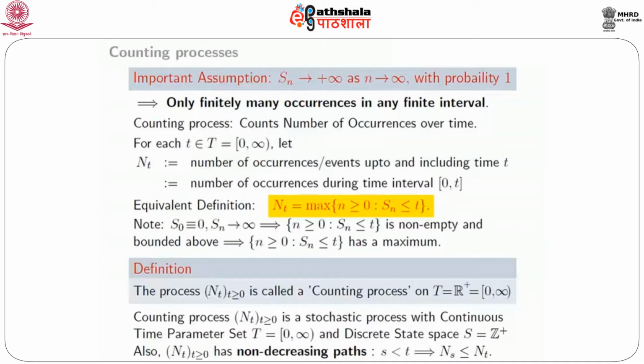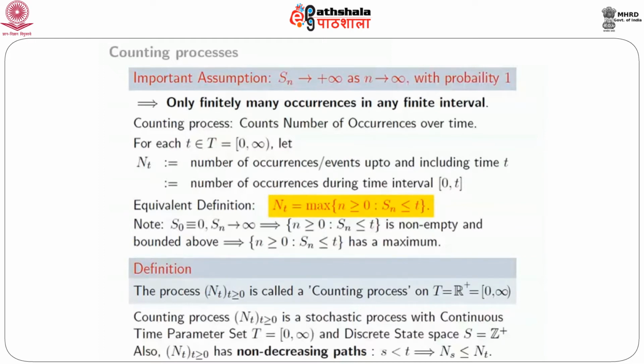Okay, so note that the fact that S0 is taken to be identically 0 and Sn goes to infinity with probability 1 will imply that for any fixed t, the set {n ≥ 0 : Sn ≤ t} is non-empty. That's because we are allowing n to be equal to 0 and S0 is always less than or equal to t because S0 is 0. So it's non-empty and bounded above, because it's not possible that Sn ≤ t for every n. That is because the Sns are supposed to go to infinity. So this is a finite non-empty set and therefore it has a maximum. So Nt is well defined.